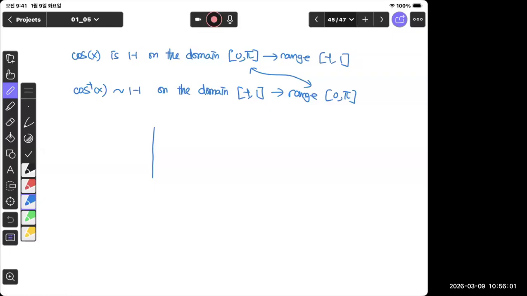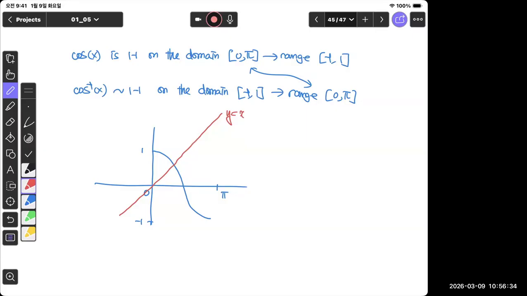To draw the graph, the cosine function is a decreasing function on the domain between 0 and pi, and the range is from -1 to 1. Then when you consider the reflection, you get the graph of the arc cosine.